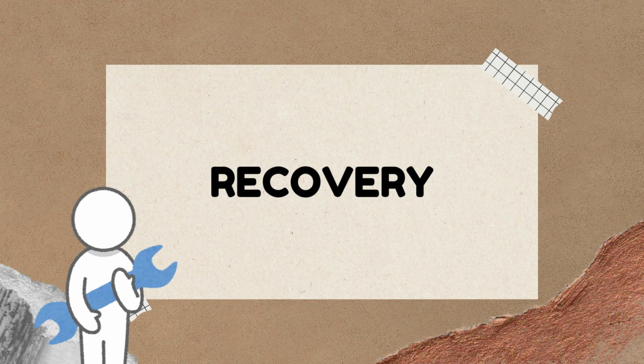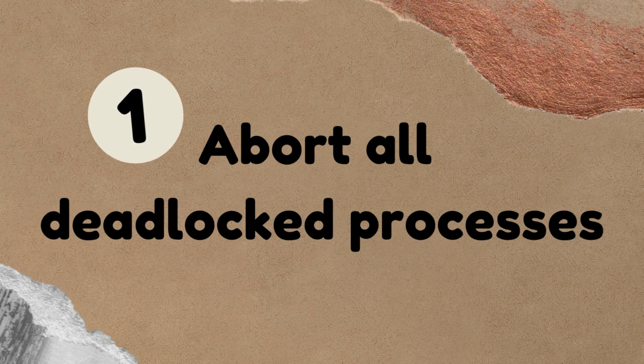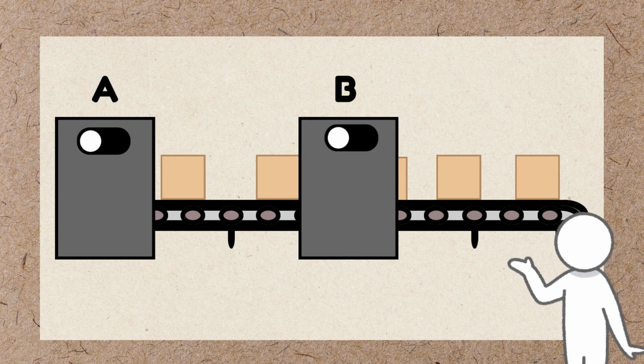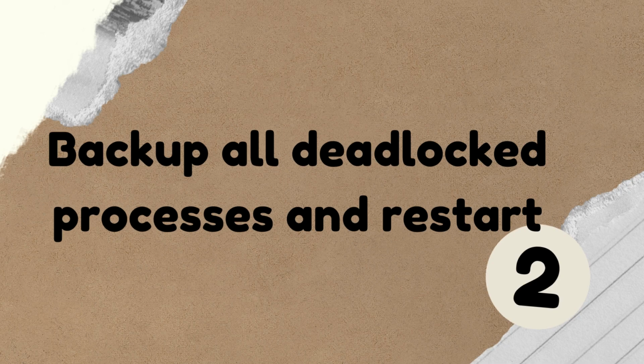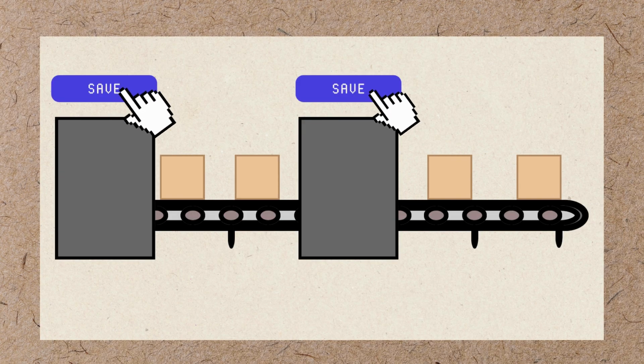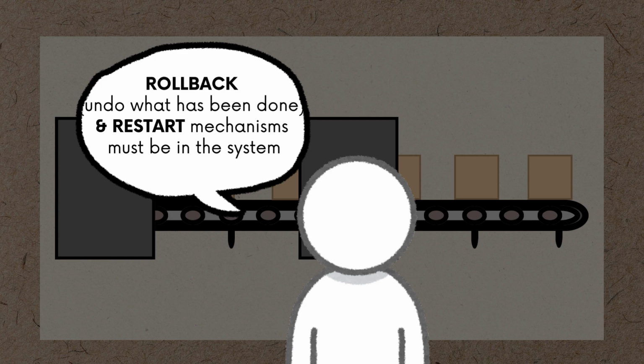These are some of the strategies needed for recovery. Number 1: abort all deadlocked processes. This is where you simply turn off all the machines so they do not continue to work. Number 2: back up all deadlocked processes and restart. All we need to do is save all deadlocked processes at each checkpoint and restart from there. This requires that rollback and restart mechanisms be built into the system.